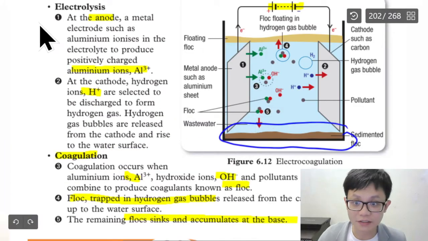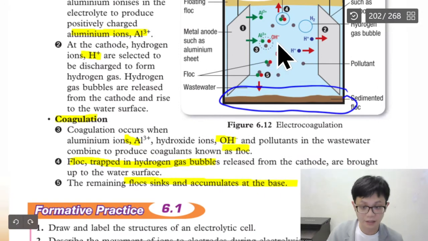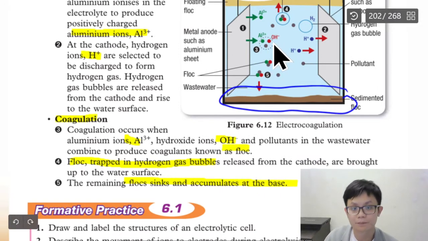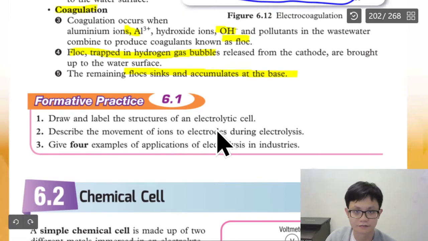So again, from this picture we can see number 1, aluminum 3+, and number 2, the hydrogen ion moving in, and number 3, which is aluminum and hydroxide ion, combined to produce a flock. Okay, so that's it. Draw and label the structure of electrolyte cell.